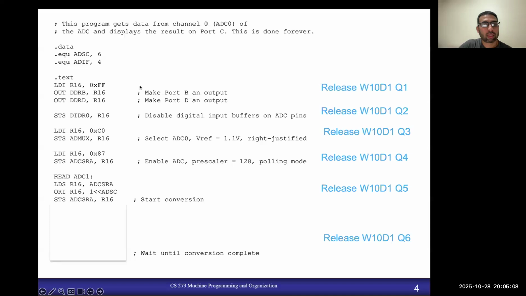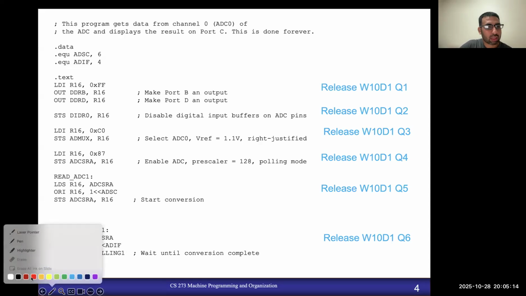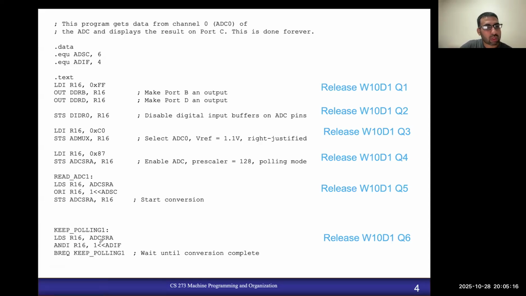Okay, so let's go back. How can we do that? First, as I said, we need to monitor bit number 4 of the ADCSRA register. So first we are putting ADCSRA in R16, right? And then we are doing an AND immediate operation, right?